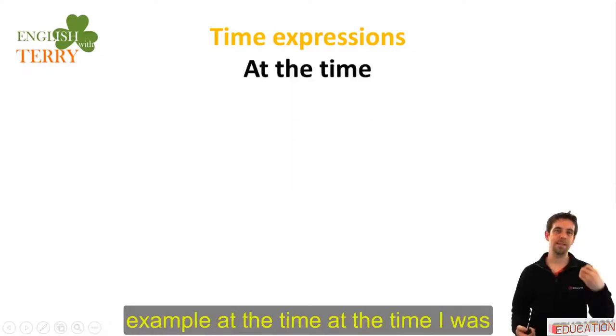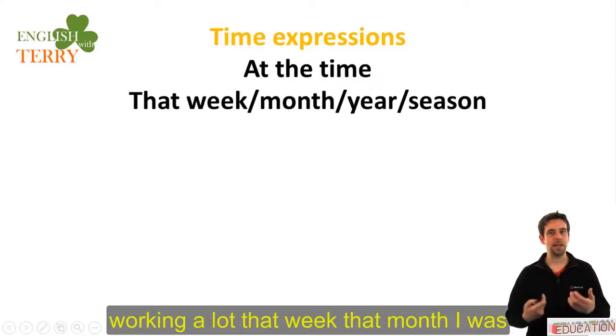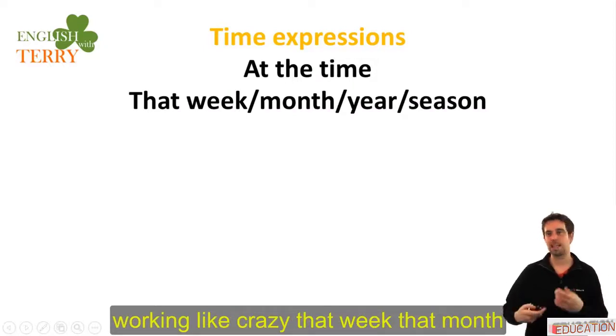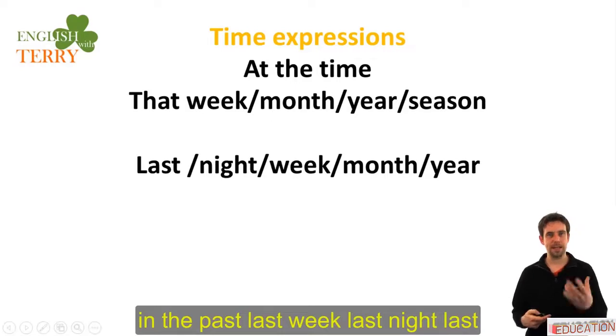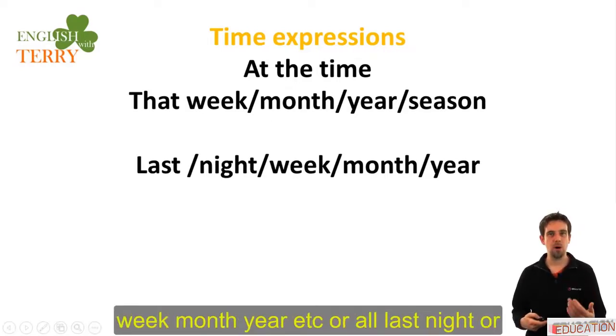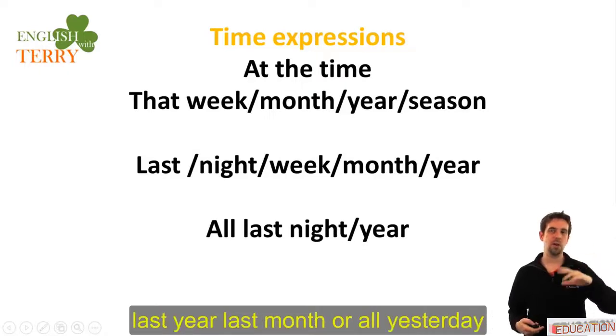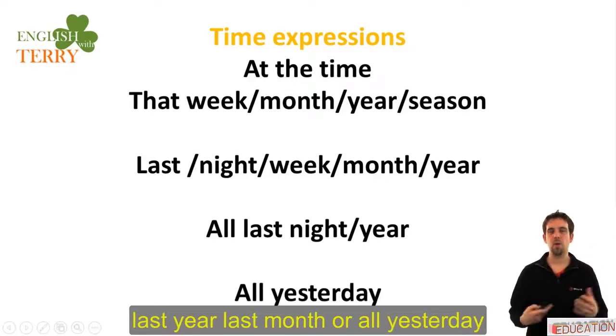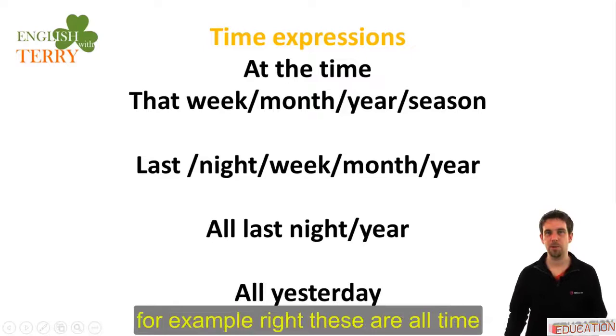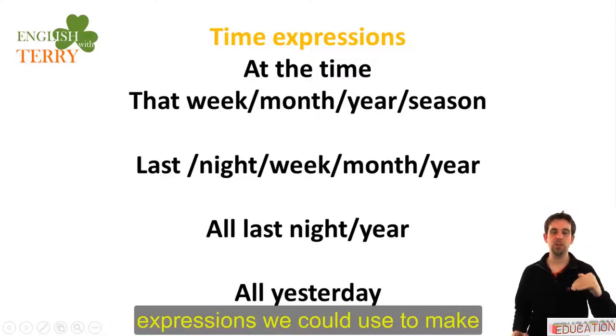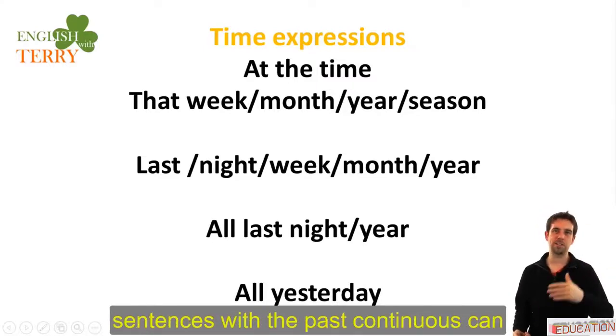For example, at the time I was working a lot. That week, that month, I was working like crazy that week, that month. In the past, last week, last night, last week, month, year, etc. Or all last night, all last year, last month, or all yesterday, for example, right? These are all time expressions we could use to make sentences with the past continuous.